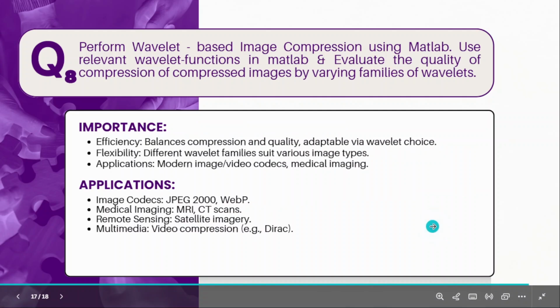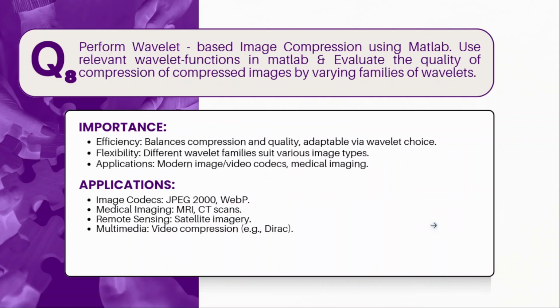And importance: it balances compression ratio and quality, and is adaptable via wavelet choice. We have different wavelet families through which we can compress, and different wavelet families suit various image types and applications. Modern image and video codecs, medical imaging. The applications are JPEG 2000, WebP, and medical imaging like CT scan and MRI scan. We use these wavelet functions to compress those images, and remote sensing like satellite imagery, and multimedia like video compression techniques. We can use these wavelet based image compression techniques.